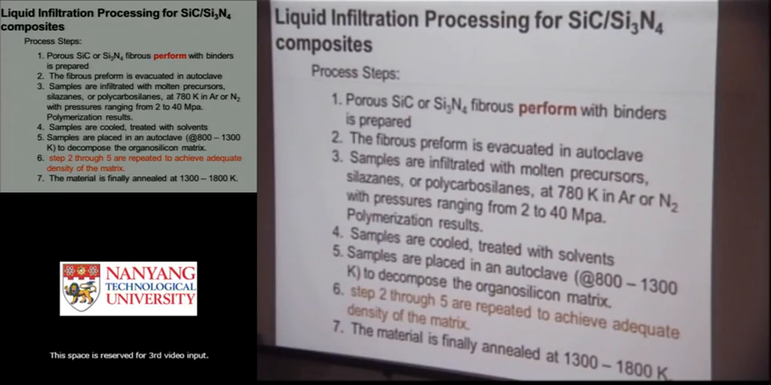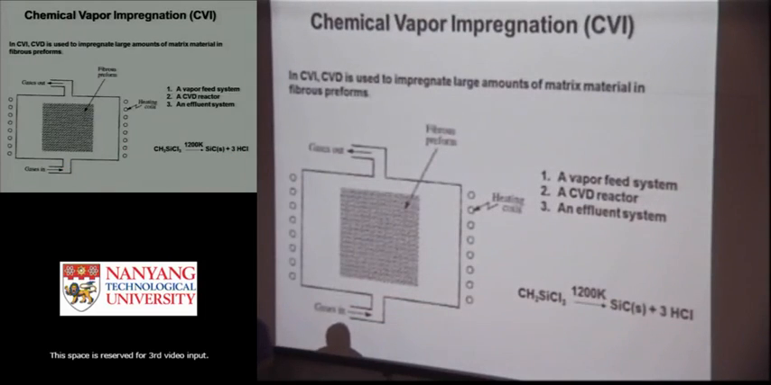After you get the material, of course, you need to heat up to a very high temperature to do annealing. Later, your matrix and your second phase have bonding, and they can connect very well. So you will get your material. Okay, so that's called liquid infiltration.